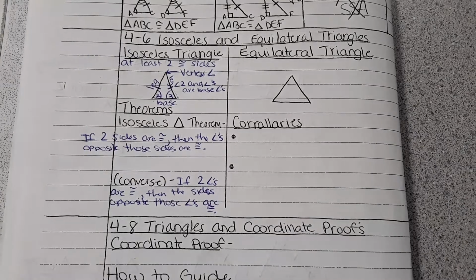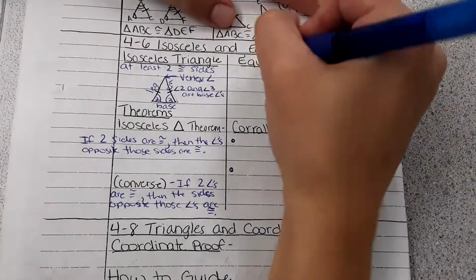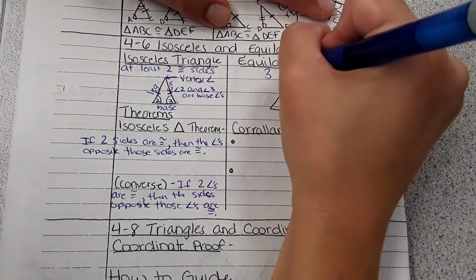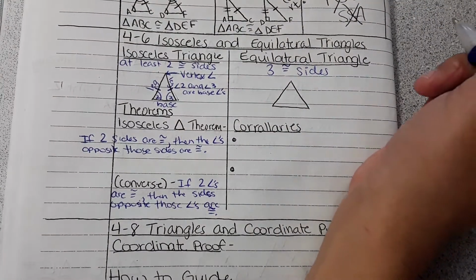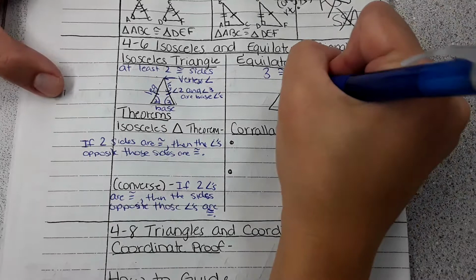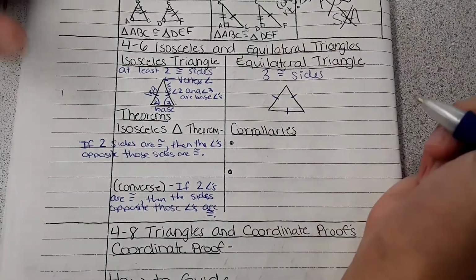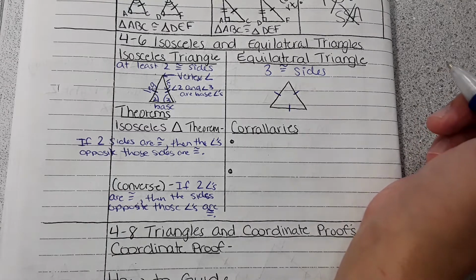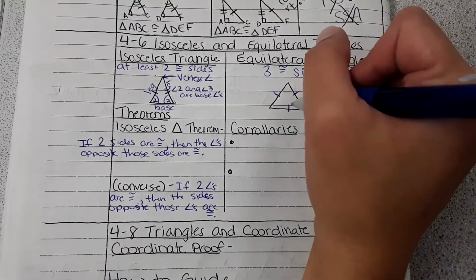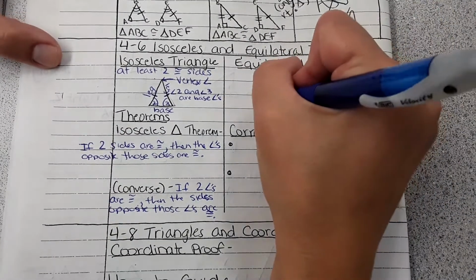Okay, equilateral triangles have three congruent sides. I'm sure you know that by now. When we show that on the triangle, we would do these three dash marks that show that those sides are matching in length. With an equilateral triangle, if you have three congruent sides, you also have three congruent angles.